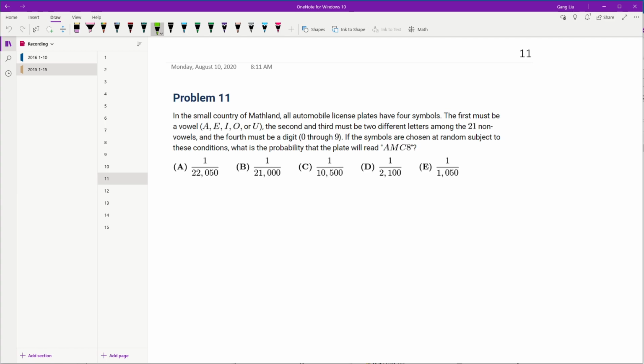Problem 11. In the small country of Massland, all automobile license plates have 4 symbols. The first must be a vowel, A, E, I, O, U. The second and the third must be 2 different letters among the 20 non-vowels. And the fourth must be a digit, 0 through 9. If the symbols are chosen at random subject to this condition, what is the probability that the plate will read AMC8?